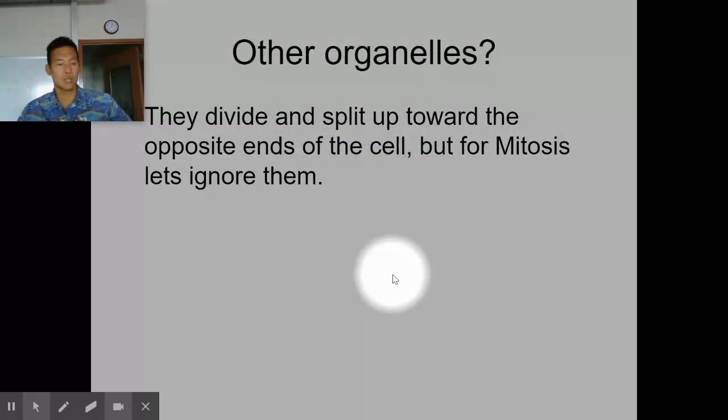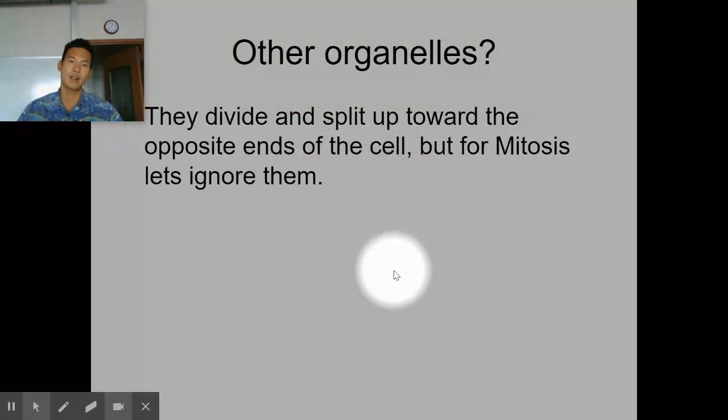Okay, what happens to the other cell organelles? They're there. It's just that in order to learn about mitosis, we do kind of ignore them. We do concentrate on what's important, and what's important is the DNA and the organelles that move the DNA.